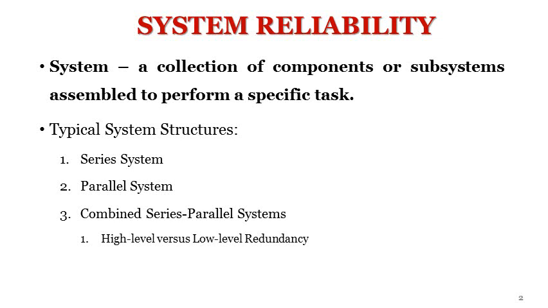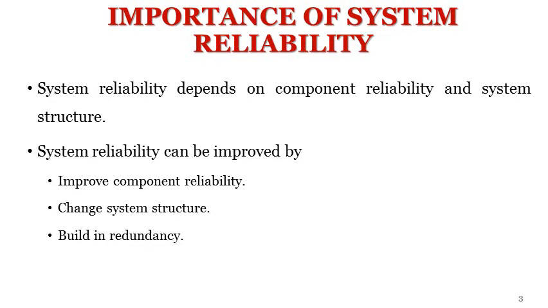In a system, the arrangement of components can be in three ways: either series, or parallel, and the third one is a combination of both series as well as parallel. Series, parallel as well as combined. Why are we discussing these in reliability? As we know, by studying all this only we can ensure the reliability of a system or a product.